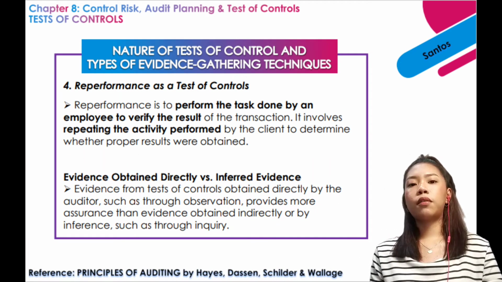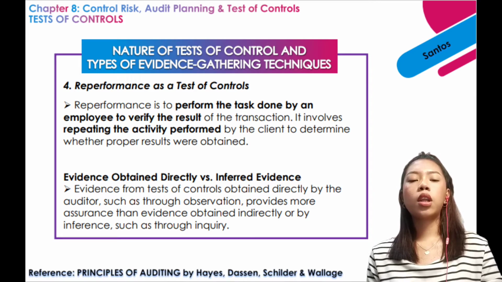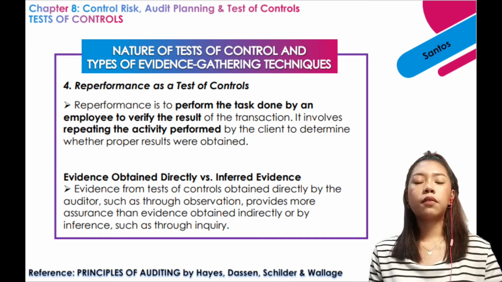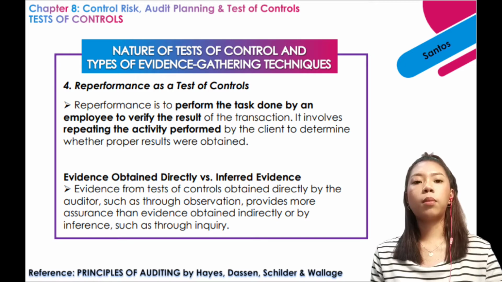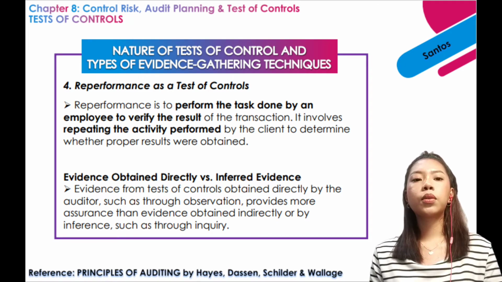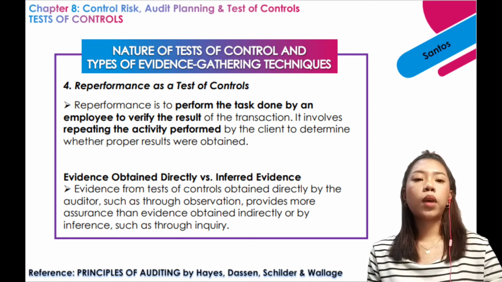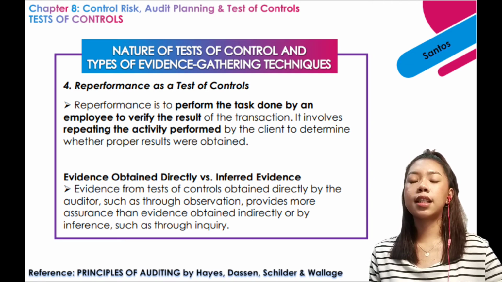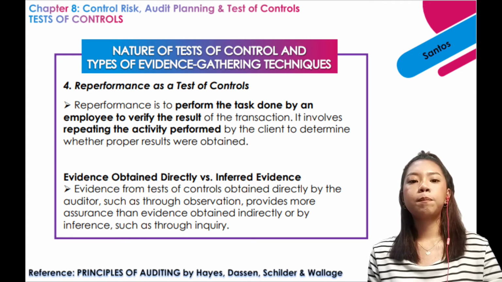So lastly is number 4, Reperformance. In Reperformance, the auditor will apply the organization's internal control himself. From the word Reperformance, it's repeating the activity performed. So let's say, for example, a computer audit specialist may use the client's computer and attempt to enter transactions into the accounting system that have characteristics that should cause them to be rejected.